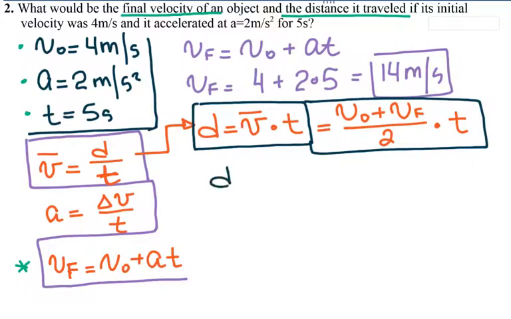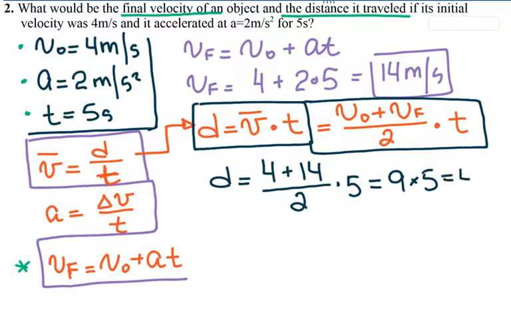So the distance is equal to average velocity, so initial plus the final, divided by 2 times the time, which is 5 seconds. So I get 18 over 2, which is 9, times 5 gives me 45 meters.